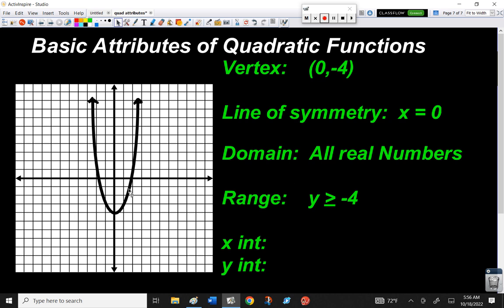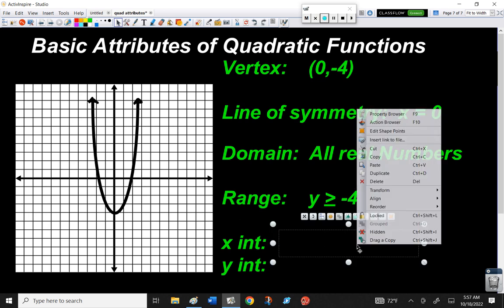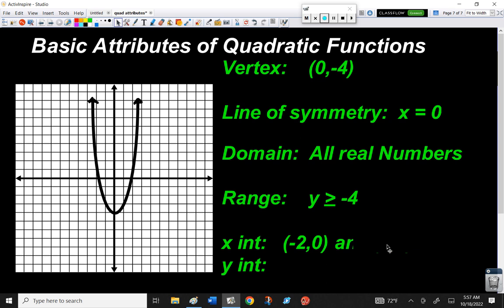Hopefully you found out where this crosses the x-axis and the y-axis. Let's look at the x-axis first. It crosses the x-axis, ladies and gentlemen, at (-2, 0) and (2, 0). That would be right here on the x-axis. Here and here. Last but not least, ladies and gentlemen, the y-intercept. Where does it cross this y-axis? Well, it's down here at -4. So we're going to put (0, -4).